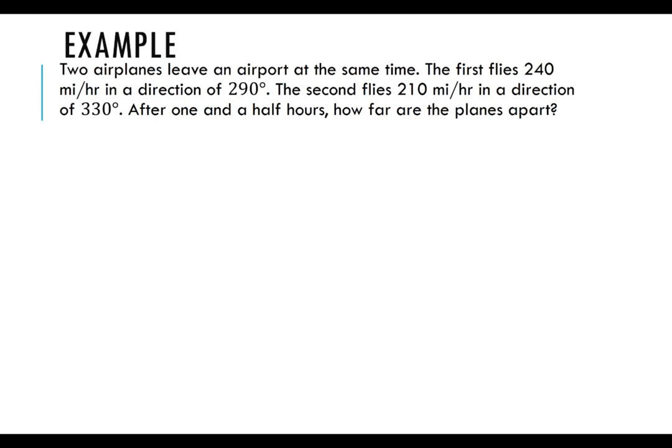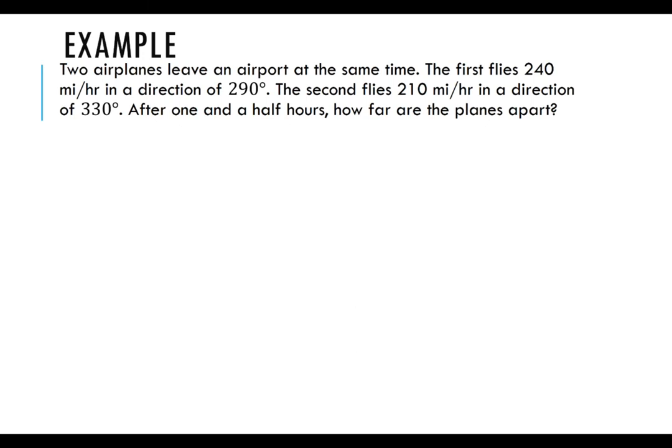One more example just for some interesting practice. Let's say that two airplanes leave an airport at the same time. The first flies 240 miles per hour in a direction of 290 degrees. The second flies 210 miles per hour in a direction of 330 degrees. After 1.5 hours, how far are the planes apart? Okay, this one I just threw in so that we could use a little bit extra information and do some problem solving.